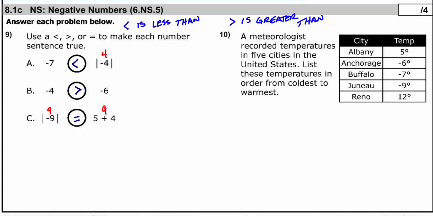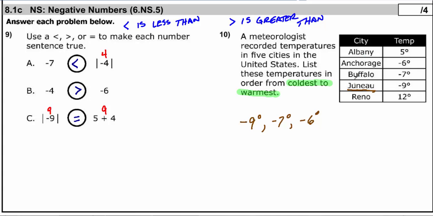We are being asked to list these cities from coldest to warmest. Well, the coldest city on the list would be Juneau, right here, -9. That's the coldest temperature. If you did it by writing Juneau down, that's fine. If you had the 5 cities in the right order, you got credit for that. Next, Buffalo at -7 degrees, followed by Anchorage at -6 degrees.